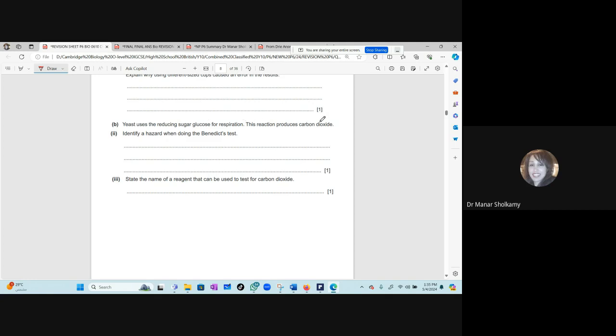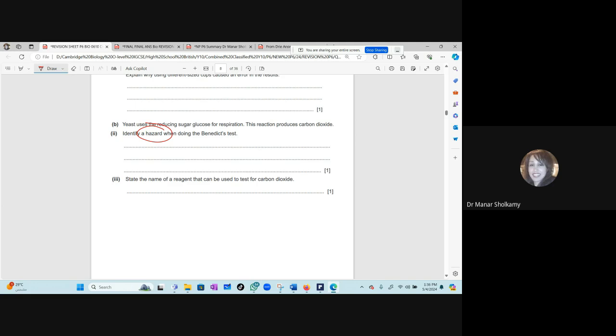This reaction produces carbon dioxide. Identify a hazard when doing a Benedict's test. Now, what is a hazard? Because a lot of you confuse the word hazard with safety precaution. What is a hazard? Something dangerous. Exactly. It's not a safety precaution.